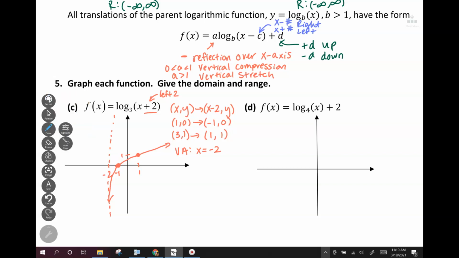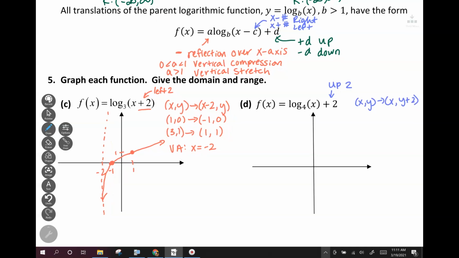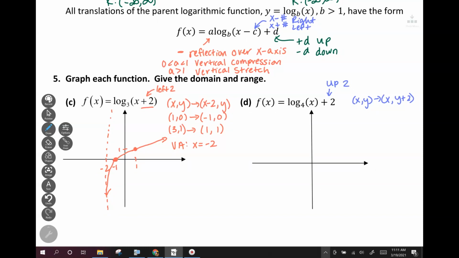All right, let's look at D and kind of do the same thing. So what transformation happened here? This is going to make it move up 2. So now our x, y is going to go to x comma y plus 2. Adding 2 to your y values. So the point 1, 0 is going to become 1, 2, just adding 2 to that y value. Your key point is going to be 4, 1, but now it moved up 2, so it's going to be at 4, 3.